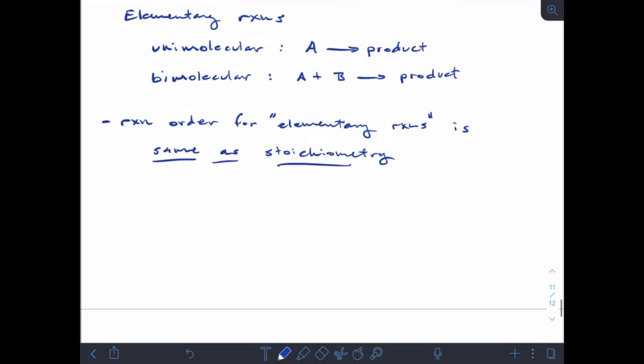Another important thing about reaction mechanisms is that one step will be slower than the others.